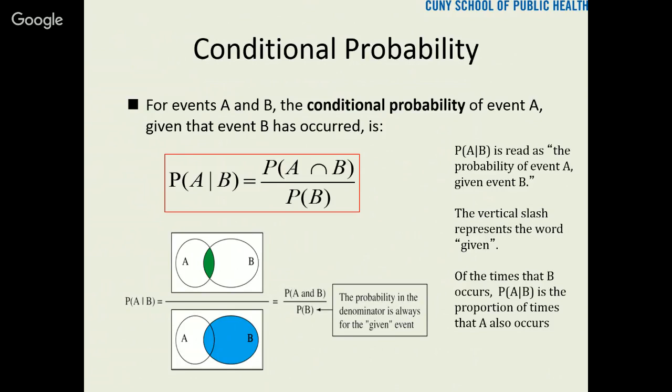Yes? Quick question. When you write probability of A and B, is that the same as probability of A intersecting B? Yes, exactly the same thing. It means exactly the same thing. This is the probability of both events occurring. I use "and" and "intersection" interchangeably, just as I use "union" and "or" interchangeably. They mean the same thing.